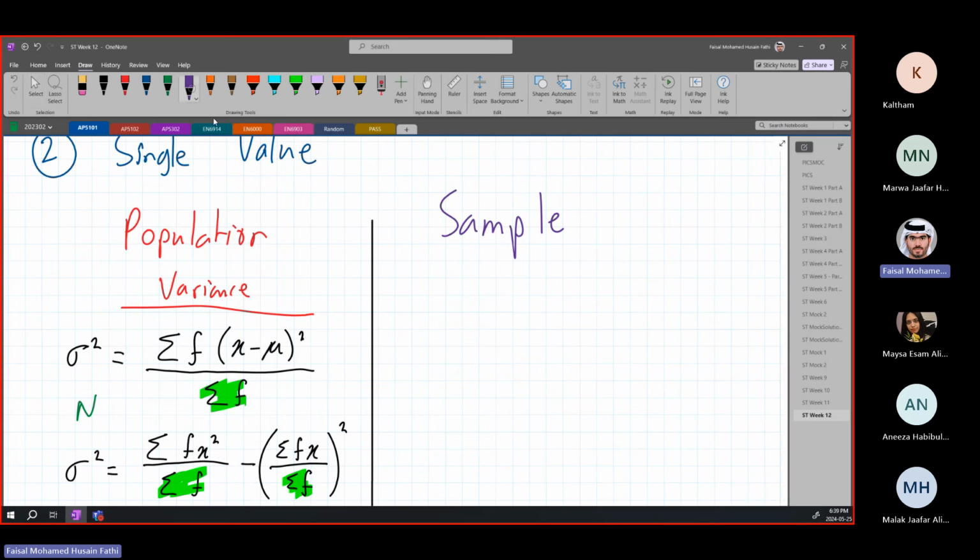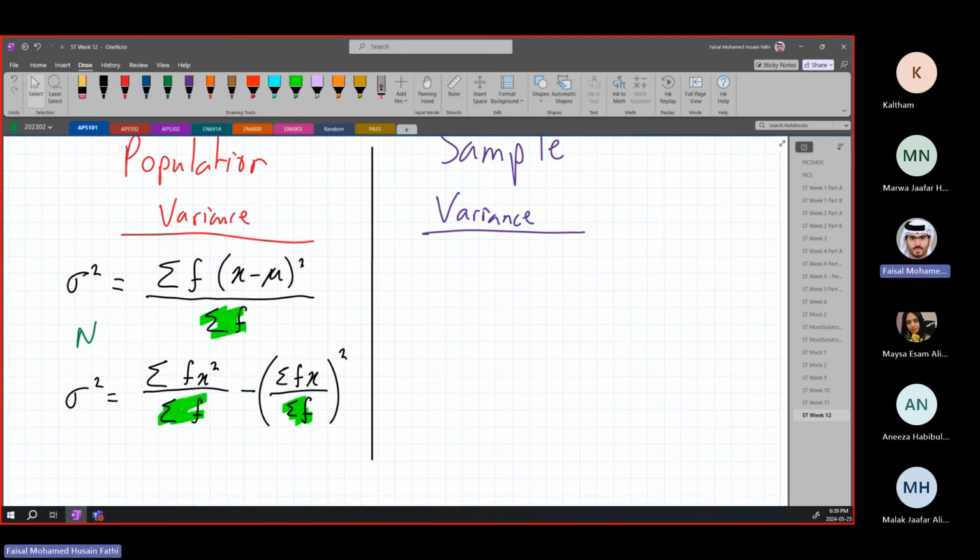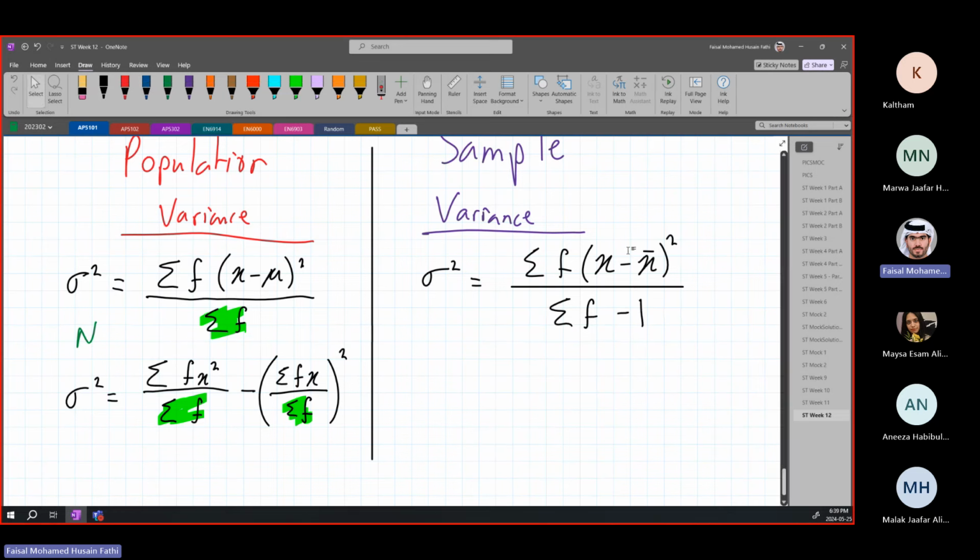What about the sample variance? For sample variance, you're going to have, again, the generic equation, which is sigma squared is equal to sigma f into x minus x bar squared. Again, remember, x bar is just the average, but when used for a sample. And the difference is going to be in the denominator. You're going to be subtracting 1. If you notice, it is the exact same equation for population and sample. The only difference is in the sample, you are going to be subtracting the value 1 from the frequency.